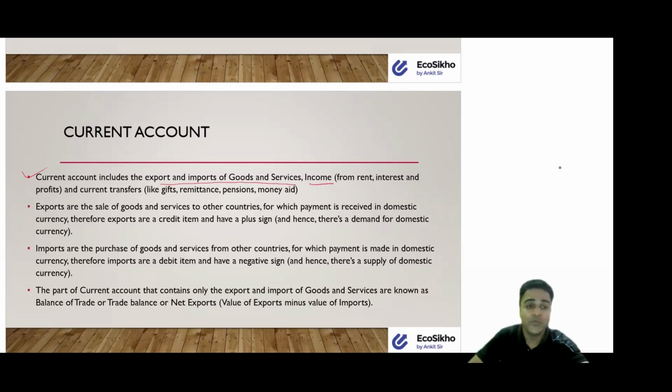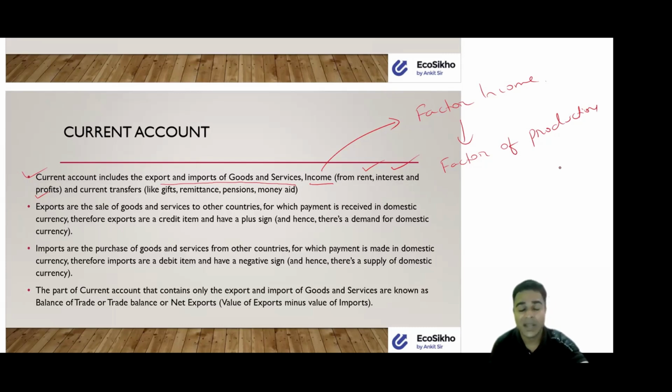Now, sir, what exactly do you mean by income? By income, we are talking about rent, interest, and profits. You can note that this income is what we call factor income. And what exactly is factor income? Factor income is something that you receive after paying factors of production. The factors of production are land, labor, capital, and entrepreneur. So if I have a piece of land and I lend it out to someone, in return, I get some rent. For me, that's a factor income.